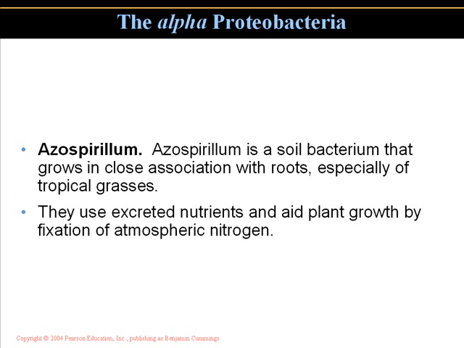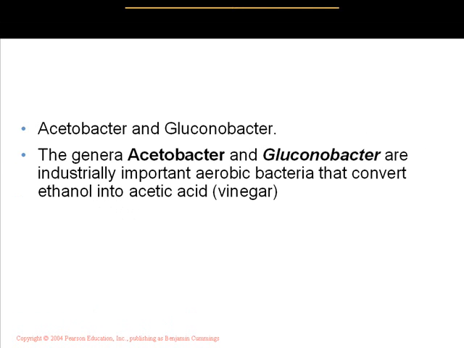One of the organisms that we do see, even in a clinical setting, is Azospirillum. This is basically a soil bacterium. It grows in a close association with roots and tropical grasses. From time to time, individuals can get infected with this organism, though it's extremely rare. It excretes nutrients and acids in plants, and nitrogen fixation from the atmosphere is primarily where you'd see it located.